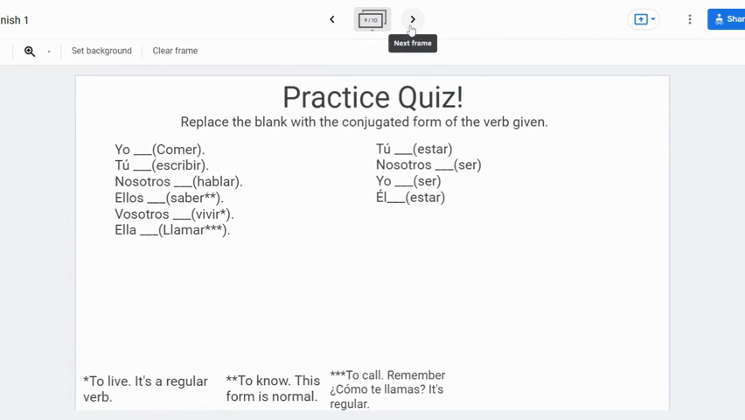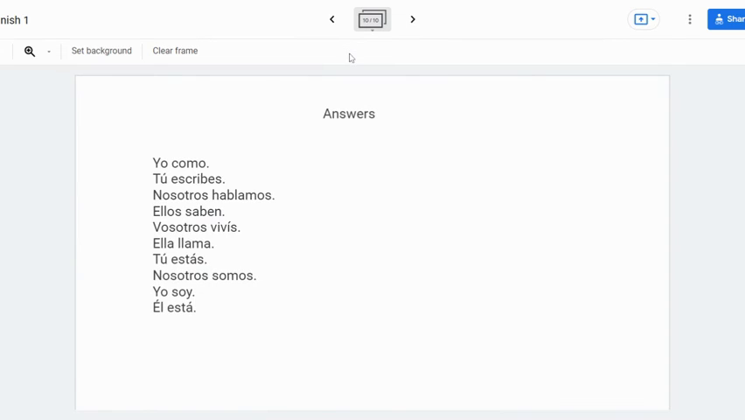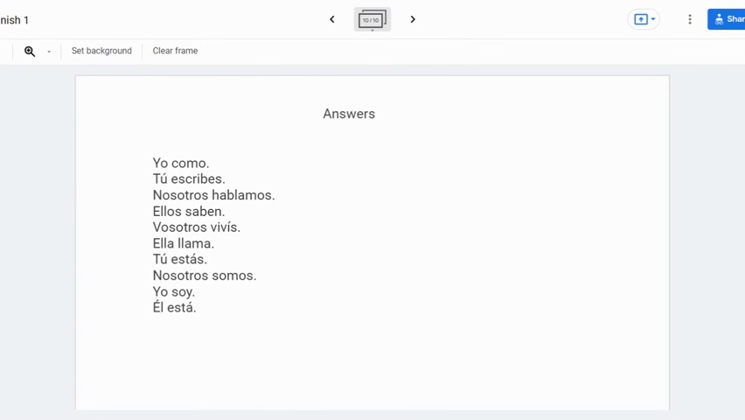Yo, blank, and replace it with the form of ser. Again, the verbs ser and estar are both irregular verbs. And the yo form of ser is actually soy. So you would get the sentence yo soy. Finally, the last question. Él, blank. Replace it with the form of estar. The conjugated él form of estar is está. Keep in mind, don't forget the accent here.